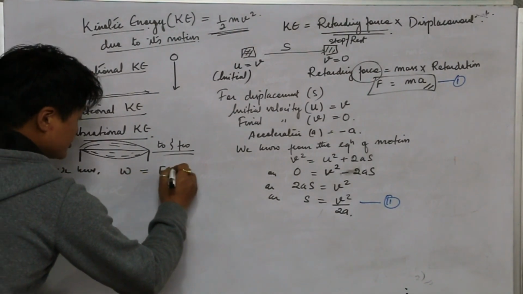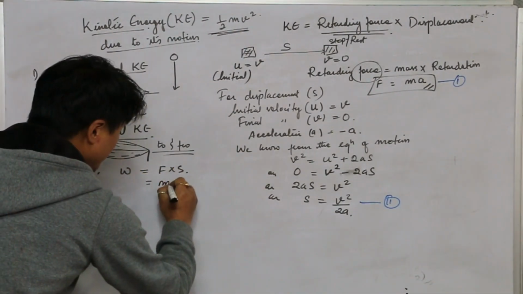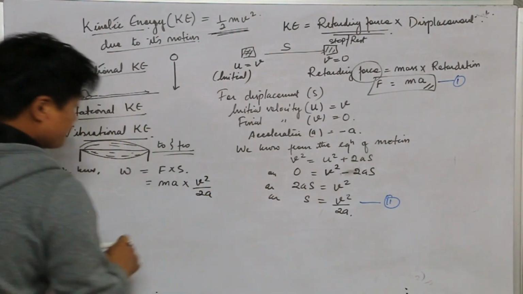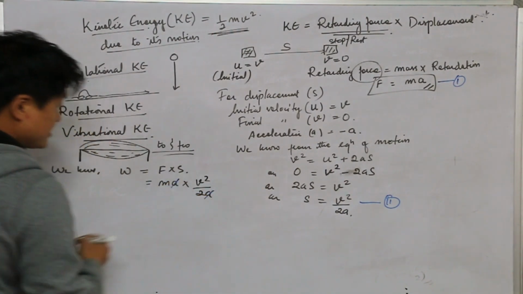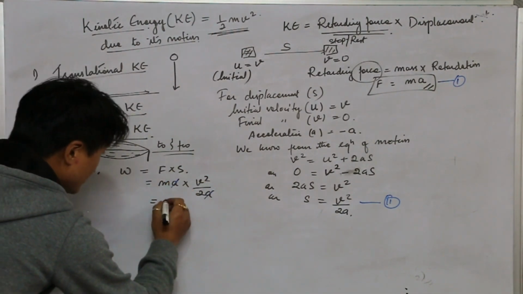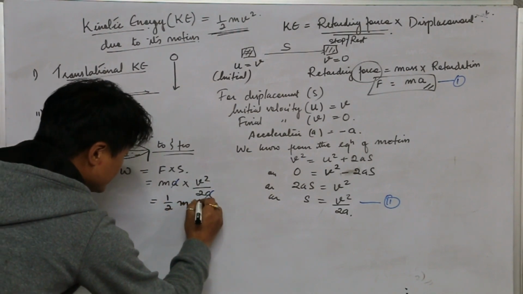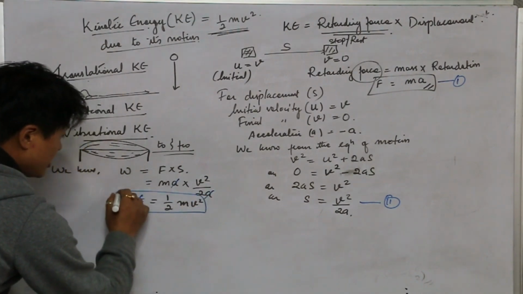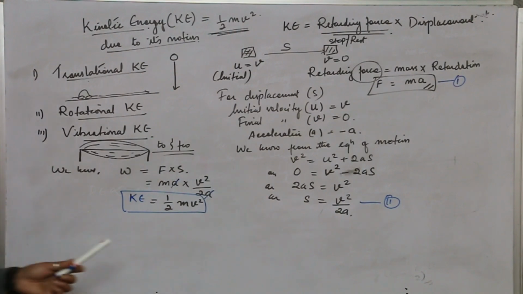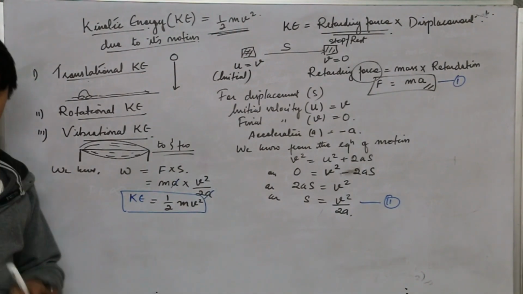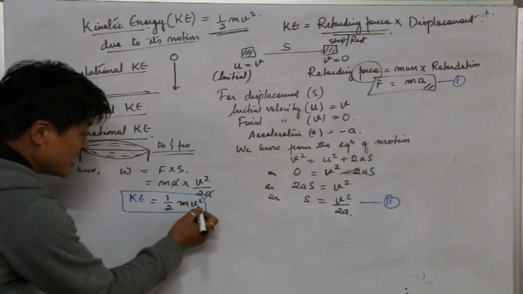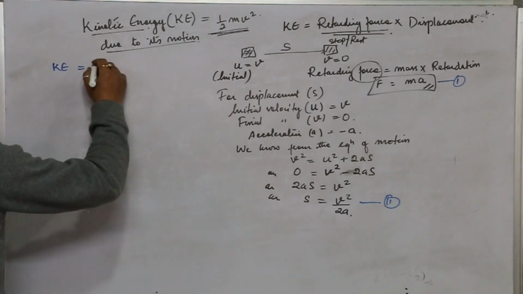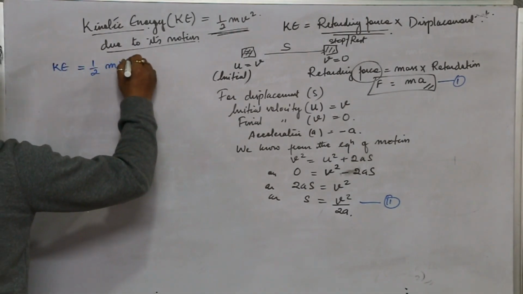We know work done is equal to force into displacement. m a is the force, into displacement, which is v square upon 2a. So with a cancelled, we get half m v square, and the work done here is the kinetic energy. So this is how we can derive the formula for the kinetic energy. The kinetic energy depends upon two factors: one is the mass and another is the square of the velocity. We got kinetic energy is equal to half m v square.